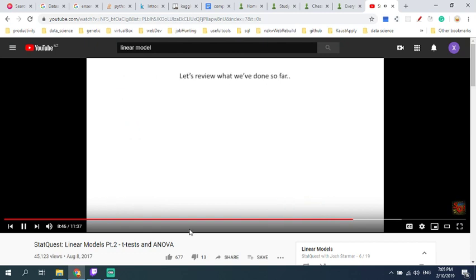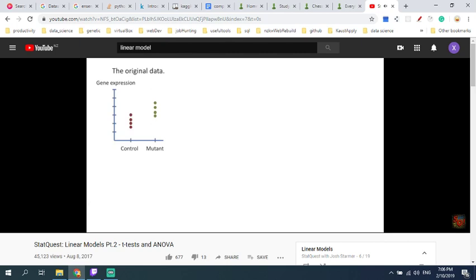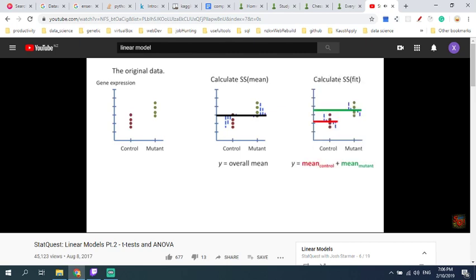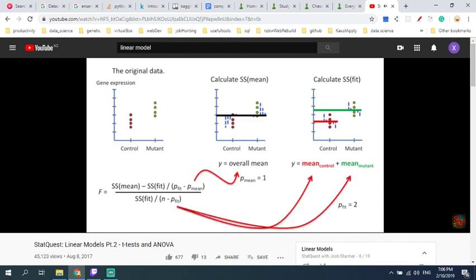Bam! Let's review what we did. Here's the original data, gene expression for control mice and mutant mice. The first thing we did is we calculated the sum of squares of the residuals around the overall mean. Then we calculated the sum of squares of the residuals around the fit. In order to do this with a single equation, we had to create a design matrix. Once we've calculated the sums of squares, all we have to do is plug the values into the equation for F, and then we'll get our p-value.